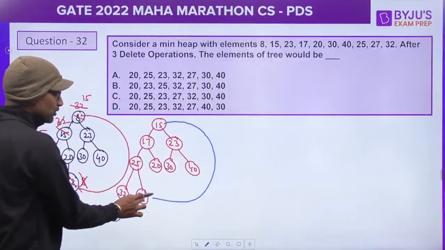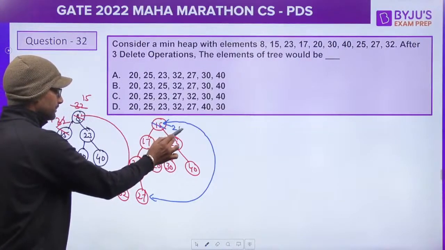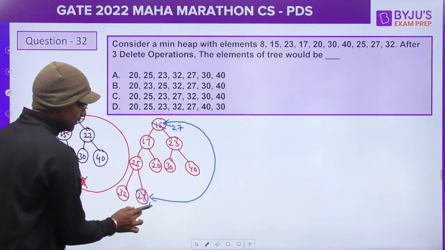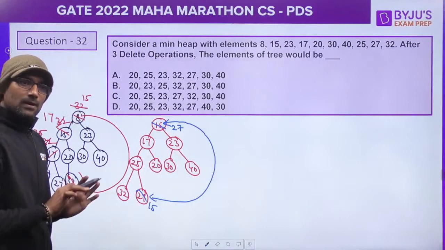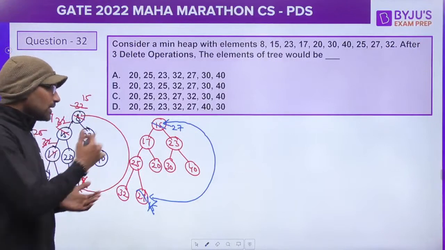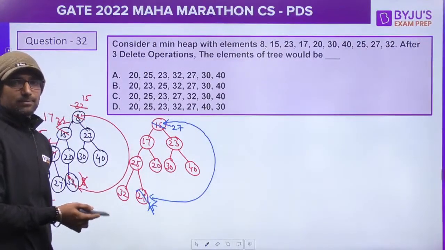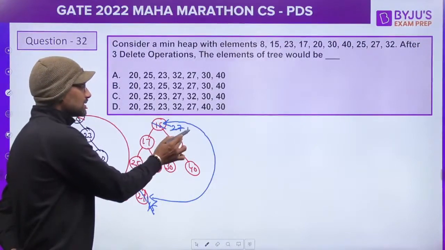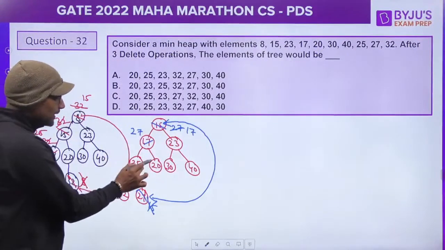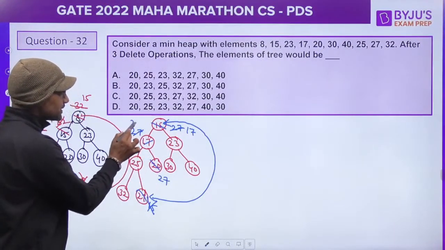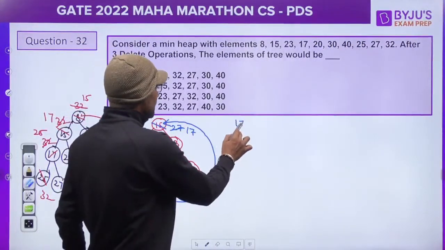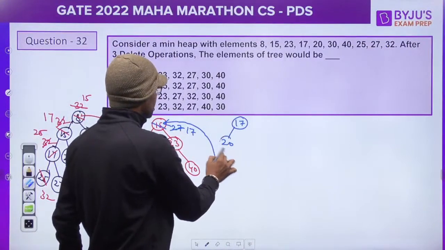Again same procedure. Root, first you swap with the last leaf. Right? Now the leaf can be deleted directly. Then heapify. 27 should be smaller, meaning the parent should be smaller. Otherwise you swap with the smaller element. Again swap with the smaller element. So after you do second deletion, we are having the heap like this.